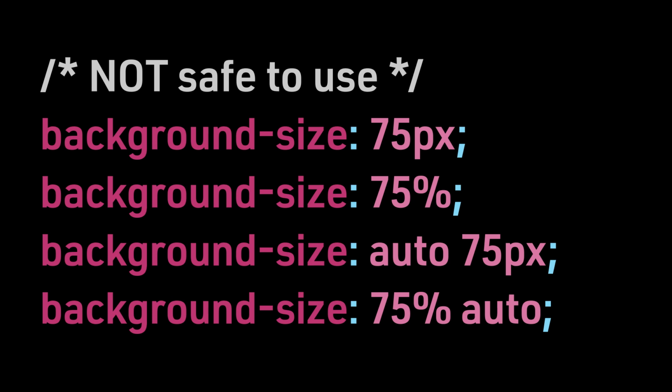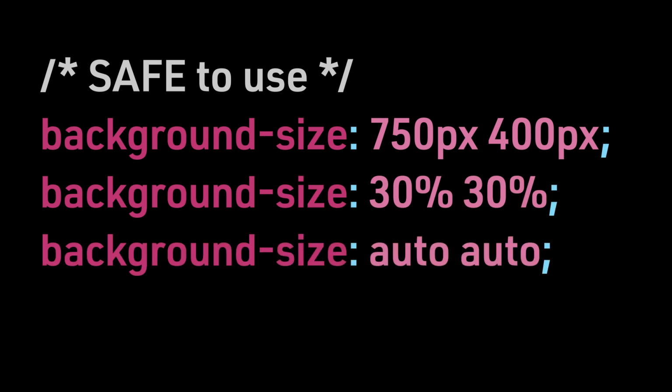Background-size: 75%, background-size: auto and 75px, background-size: 75% and auto. In the first two examples, we are specifying only the width and not the height. And in the second two examples, we are using auto as a single component.